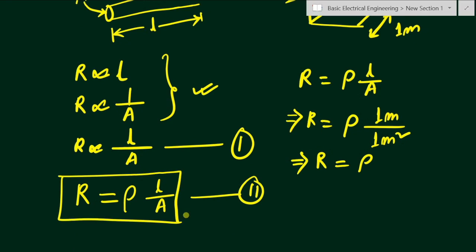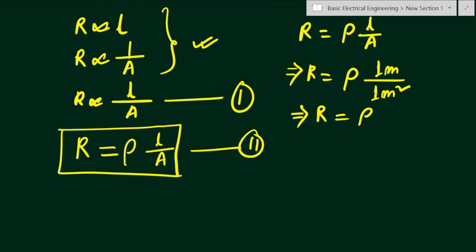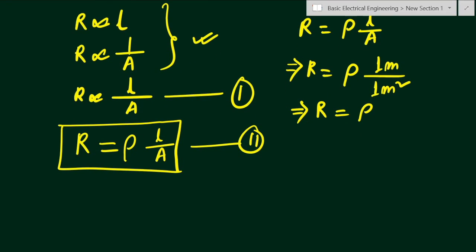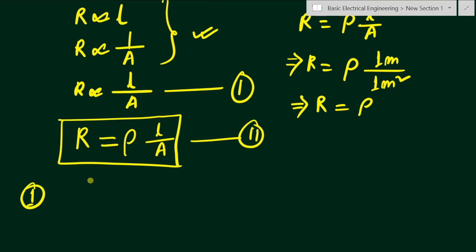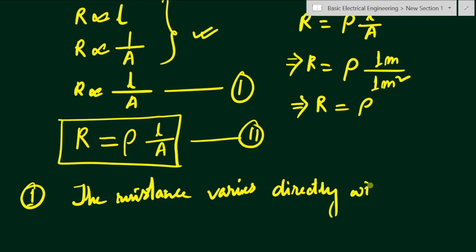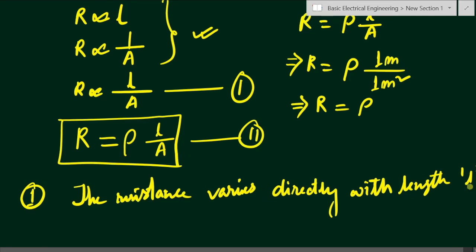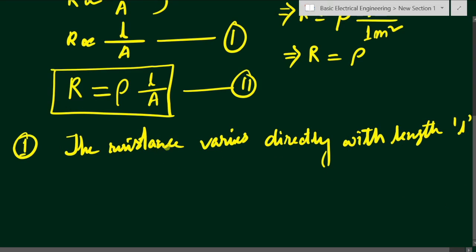Now we will see the laws followed by the resistance of this conductor. The first law states that the resistance varies directly with the length. The resistance varies directly with length. So this length is small l. What we can understand is that if we increase the length of this conductor, the resistance is increased.